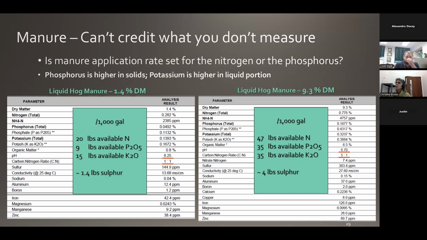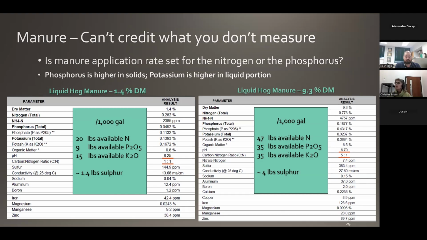The next question is, is the manure application rate set for the nitrogen or for the phosphorus? We always say that you should never apply 100% of your nutrients from manure, especially nitrogen, because we just can't assume that availability is going to be 100% and that it gets to the crop exactly when it's needed. But most of the time, the application rate is set to match somewhere between 2/3 and 3/4 of that nitrogen, especially with liquid manure. With solid manure, it's probably not going to match the nitrogen needs.